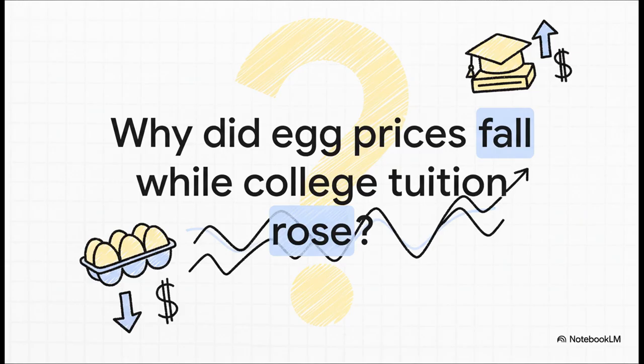So let's jump right in with a puzzle from the textbook that honestly seems kind of weird at first. Between 1970 and 2010, the real price of eggs, adjusted for inflation, actually fell by 55%. Meanwhile, the real price of a college education shot up by a whopping 82%. How does that even happen? It might seem totally random, but we're about to see how it makes perfect economic sense.